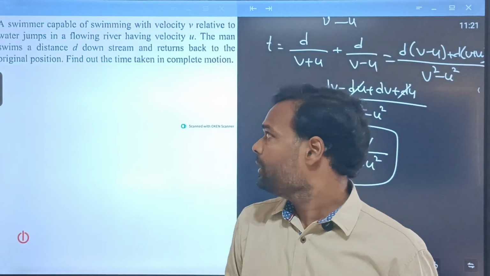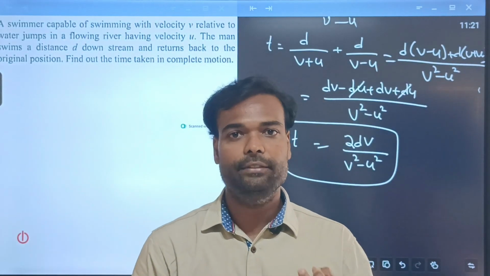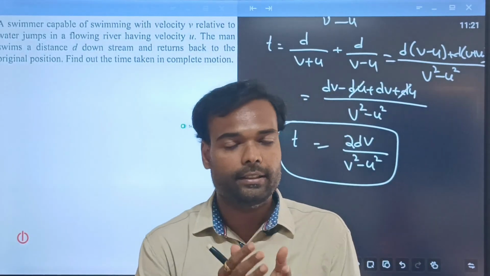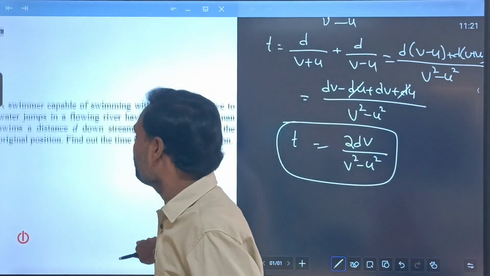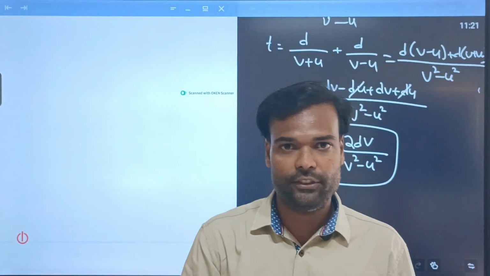Right? I hope today we concluded with the relative velocity concept, and we have used as an application how river boat or river swimmer problems exist for the one-dimensional relative motion concept.